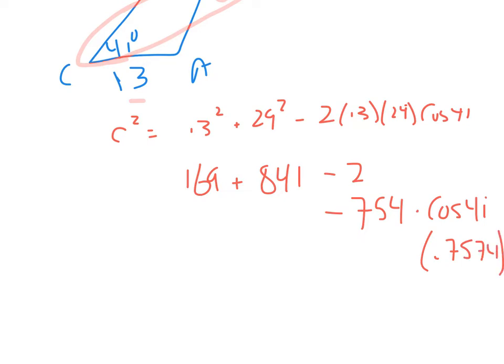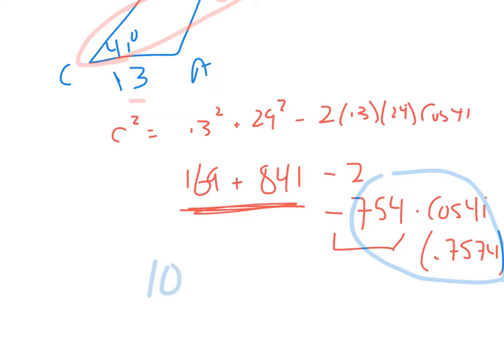Here's the biggest mistake kids will make. They'll add these 2 together, then they'll subtract the 754, and then they'll multiply by that cosine decimal. I think you probably realize, though, that is a major error. What you're really subtracting is the product of these 2, and you always have to multiply before you subtract. That's simply order of operations. So this will end up looking like this.